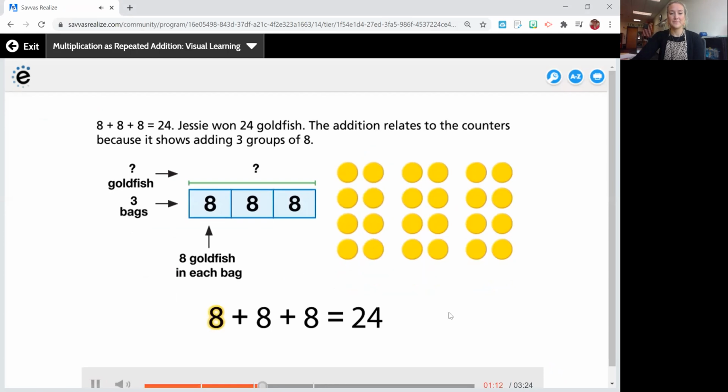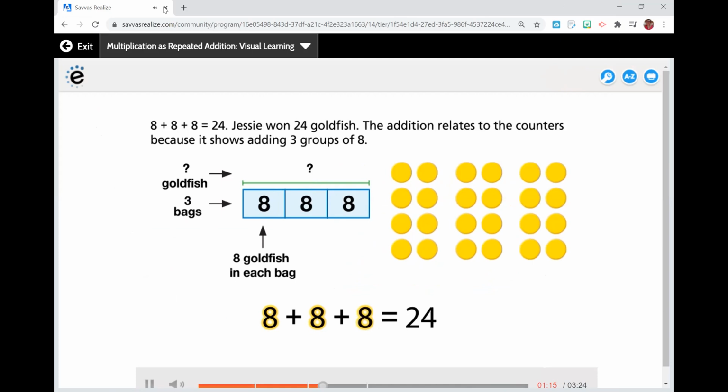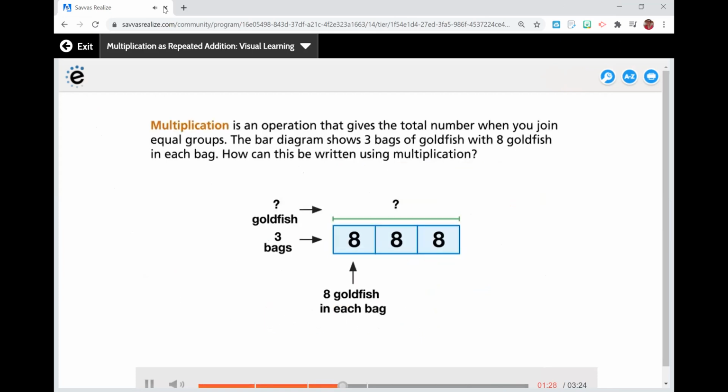Eight plus 8 plus 8 equals 24. Jessie won 24 goldfish. The addition relates to the counters because it shows adding 3 groups of 8. Multiplication is an operation that gives the total number when you join equal groups. The bar diagram shows 3 bags of goldfish with 8 goldfish in each bag.